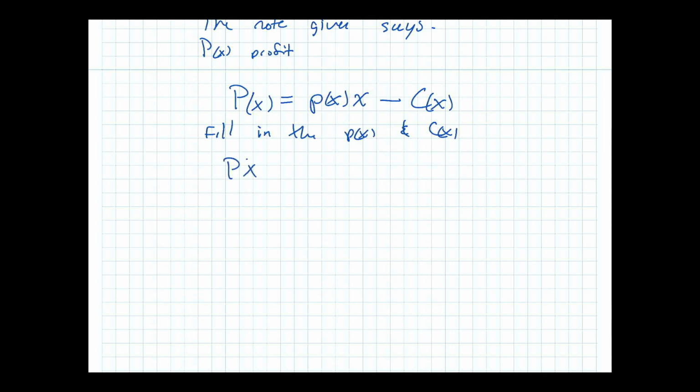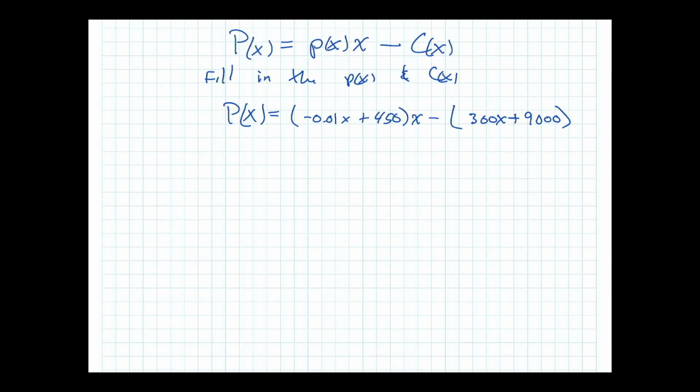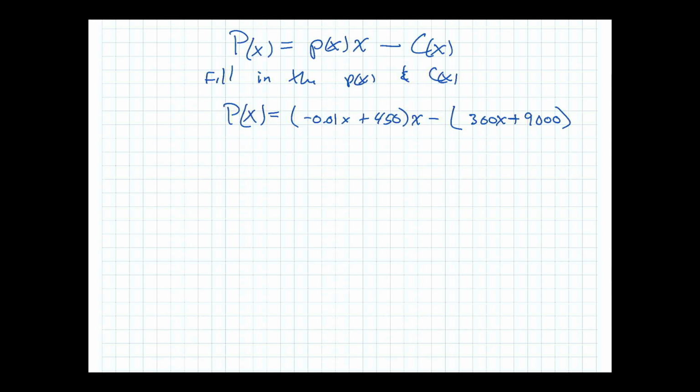Now, I'm not going to scroll up. I've got it up on another screen so I can see it. So I'll just write it. The P of X was negative 0.01 X plus 450. And then we've got this x, so that's times x, minus the cost, and the cost was 300x plus $9,000. Okay, so this is our equation. Now, before we do any math on this, we should simplify before trying to find a derivative, before trying calculus.